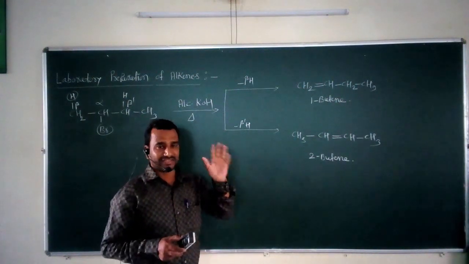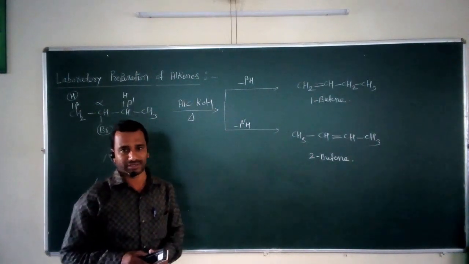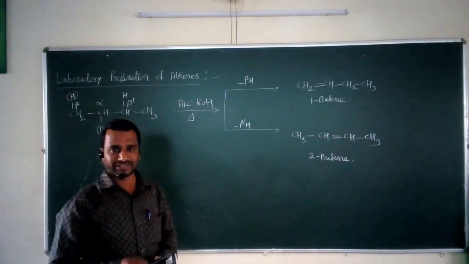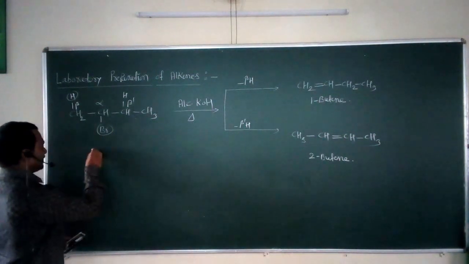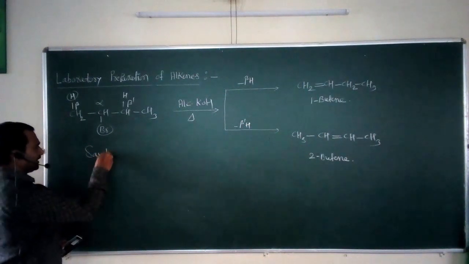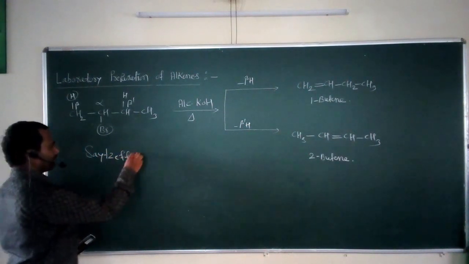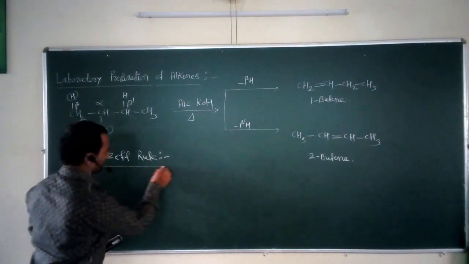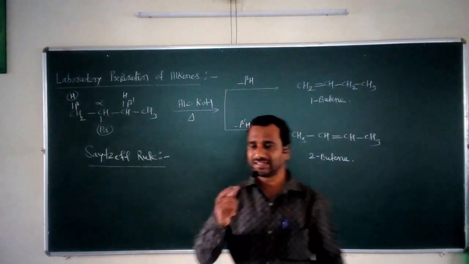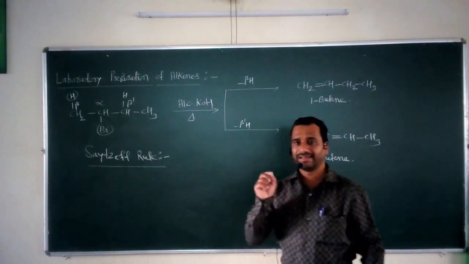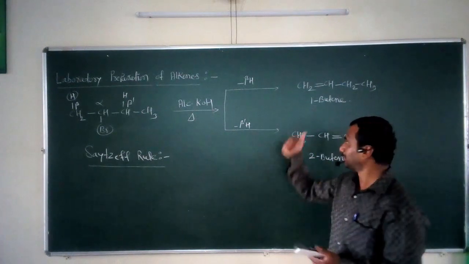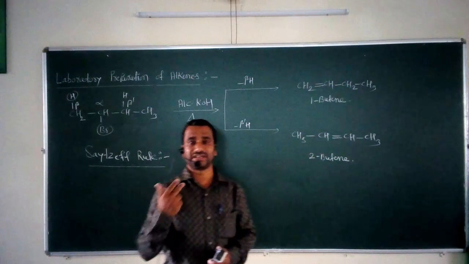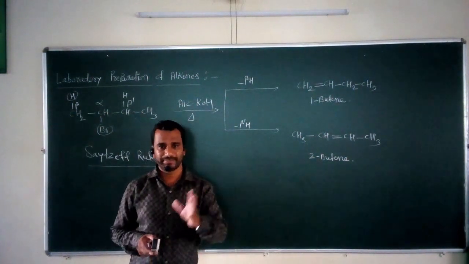For deciding the major and minor nature of the product, we have to consider one important rule of elimination reactions, and that rule is called the Saytzeff rule. What is there in this Saytzeff rule? This rule is important while deciding the major and minor nature of the products obtained. So for this purpose, we have to study the statement of this particular Saytzeff rule. A very simple statement is there.